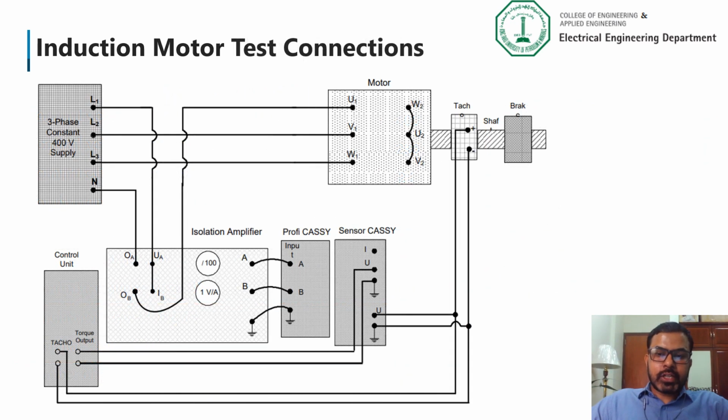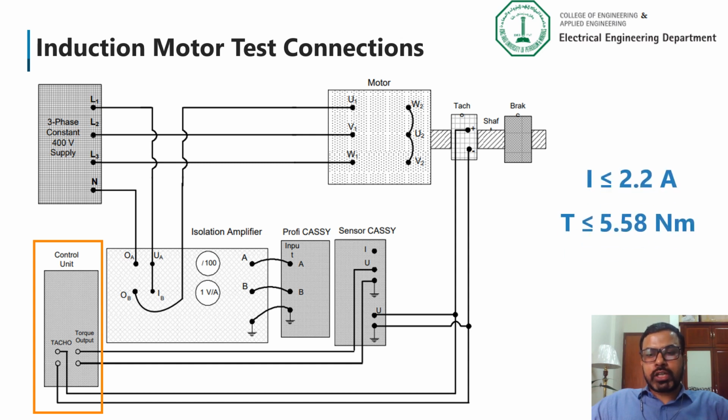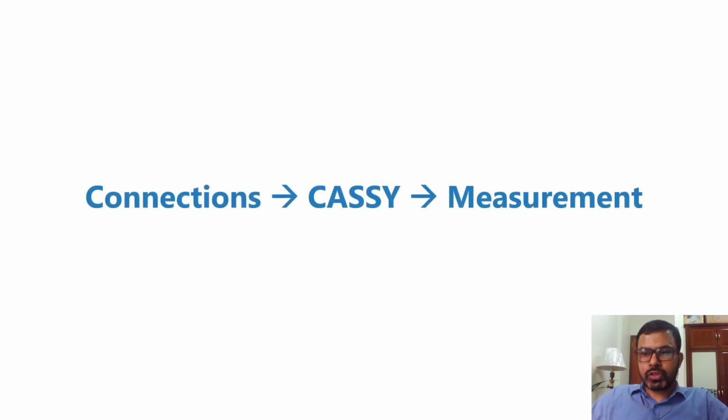Here is the circuit diagram of our today's experiment. As you can see in the left side we have the control unit. From the control unit we will be applying mechanical load to the induction motor. We have to take care of two things for our today's experiment. Number one, the current should not exceed 2.2 ampere and the torque should not exceed 5.58 Newton meter, as these are the rated value of the induction motor. After making the circuit connections, we will do the required measurements in KC software.